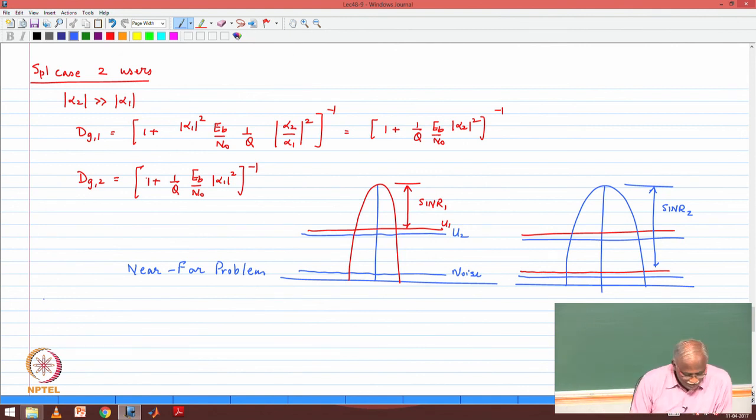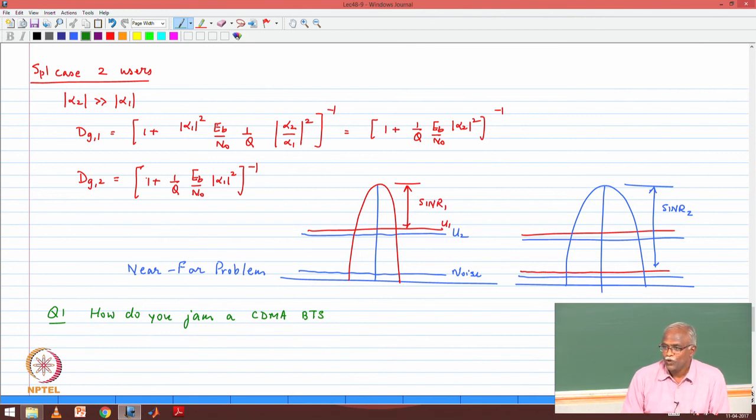Okay? This is probably one of the most important questions that you will need to answer. How do you jam a CDMA base station? Based on what we have discussed now, you know the answer. How do you do that? Go close to the base station and transmit with full power. Nobody else will be able to communicate. It's that simple. And that is why they are so careful about power control in a CDMA system.